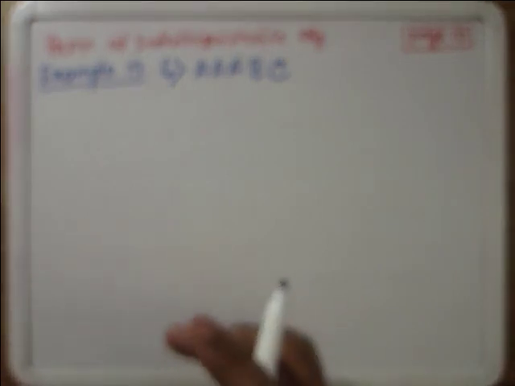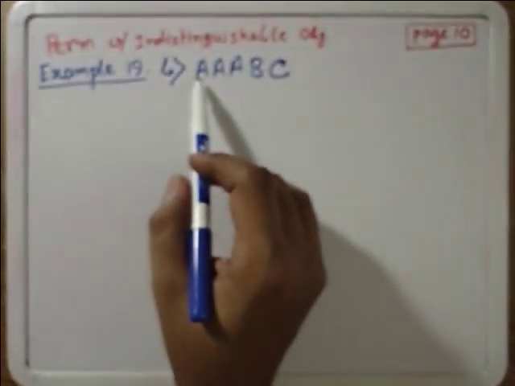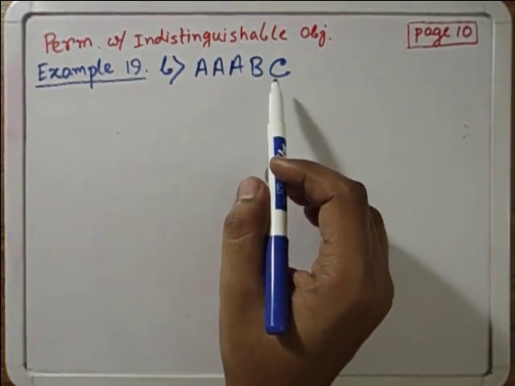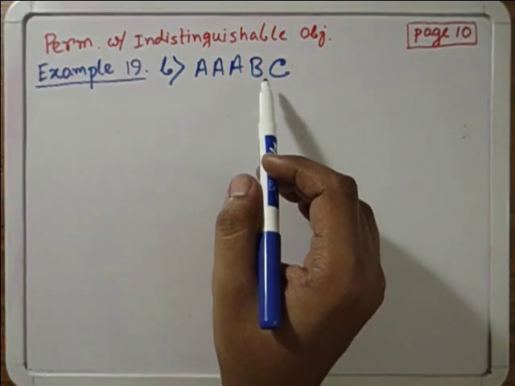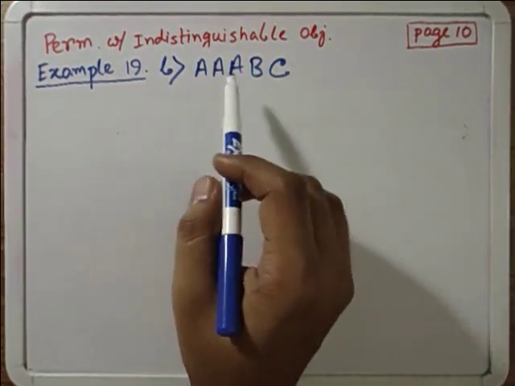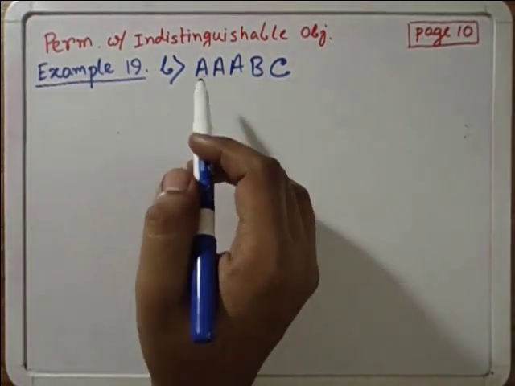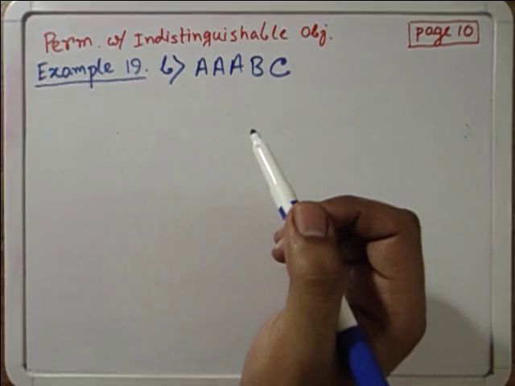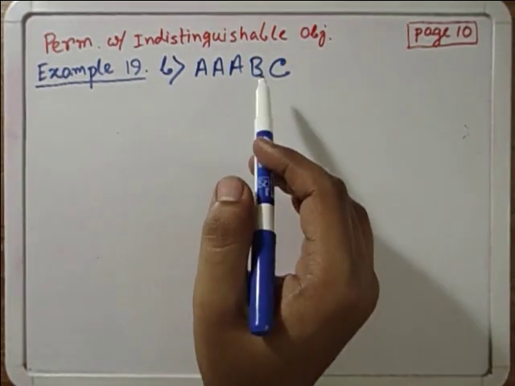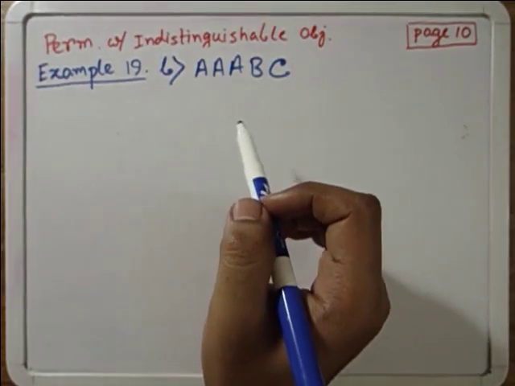Now let's do for part B. We have the string with 5 letters, A, A, A, B, C, and we're asking the question, how many different strings can we make by reordering all of these letters? So these 3 A's, they are all same, that's why they are indistinguishable, but they're different from B and C, so we have to be careful with that.